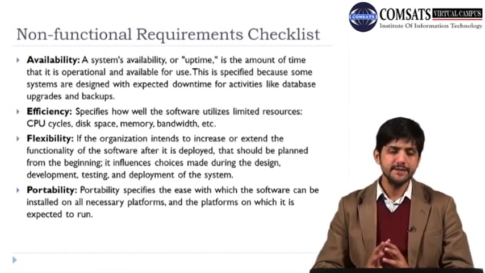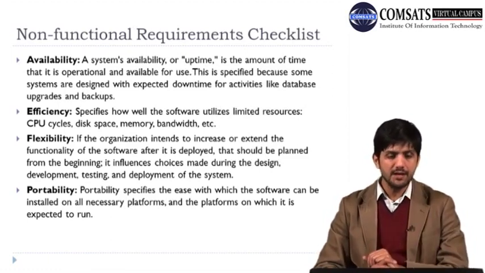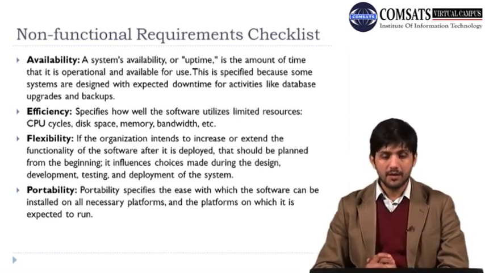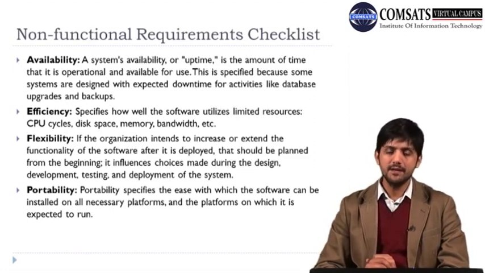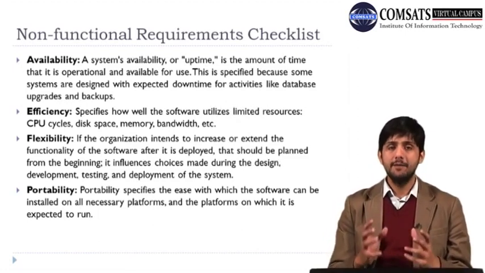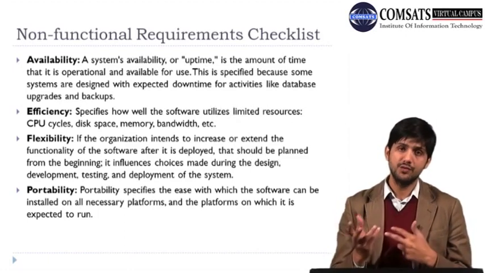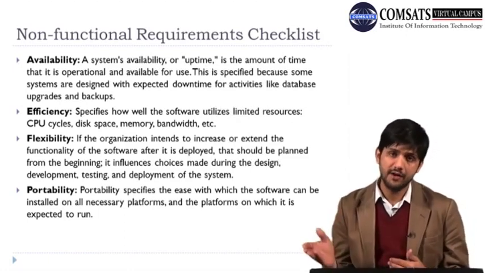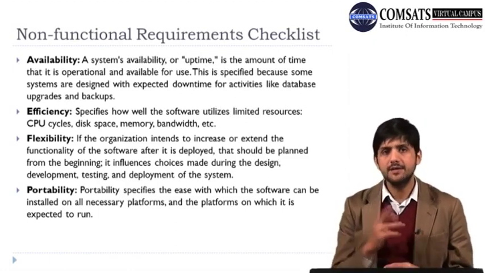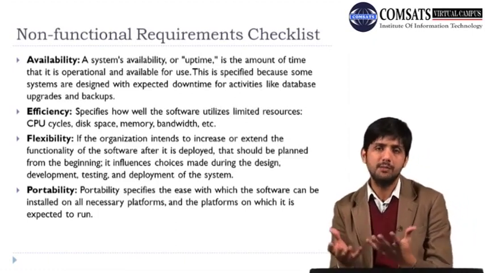So number one on that checklist is availability. We say that a system's availability or uptime is the amount of time that it is operational and available for use. This is specified because some systems are designed with expected downtime for activities like database upgrades and backups. So availability is very important, and we said that reliability can be defined in two ways: either availability and failure rate, but availability can be separately defined as well. And it is normally done for those systems where the system is unavailable for a certain amount of time.